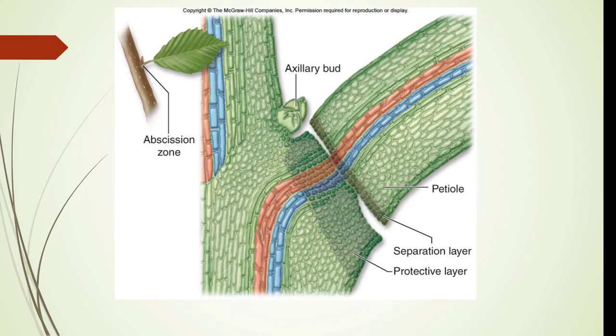So this is what we're talking about. Here's our abscission zone. It's right at the base of the petiole.